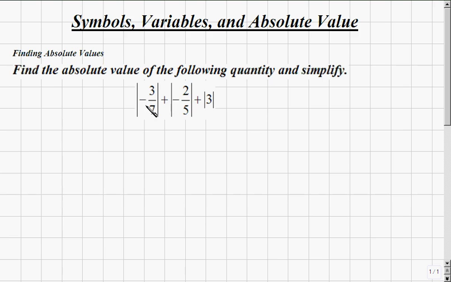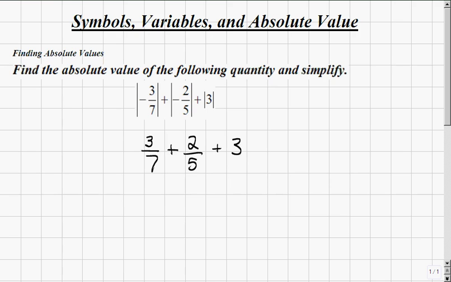So the absolute value of negative 3/7 becomes 3/7, plus the absolute value of negative 2/5 becomes 2/5, plus the absolute value of 3 is 3. Next, let's add 3/7 plus 2/5 plus 3. In order to add these three numbers together, we need common denominators.